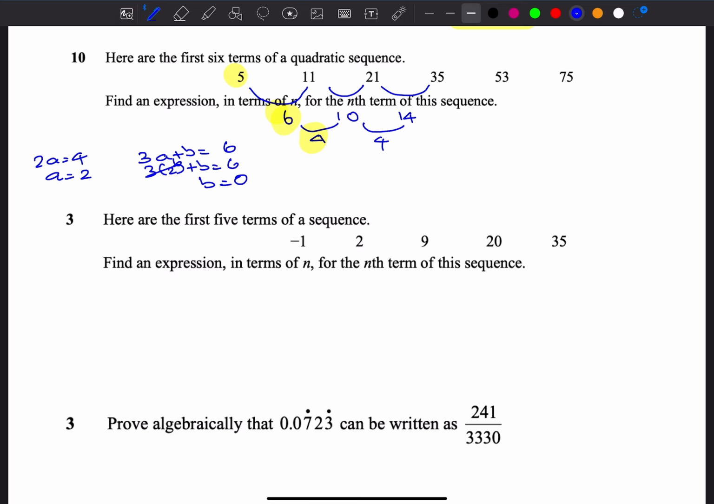Last one is a plus b plus c equals 5. a is 2, b is 0, plus c equals 5. That's 2, take away 2 on the other side, 5 take away 2 is 3. So your equation is an squared, which is 2n squared, plus bn, that's 0n, so we don't really care, plus c, which is plus 3. 2n squared plus 3.